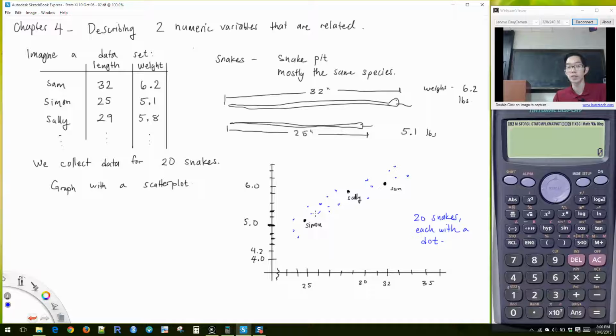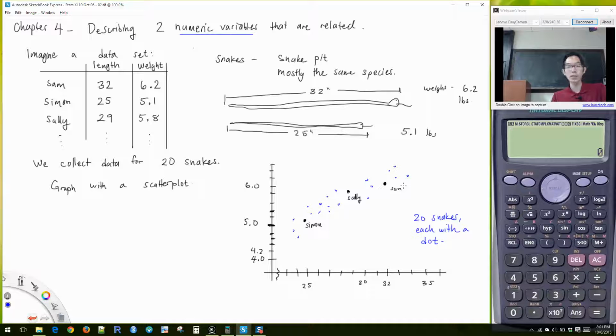Okay. Yes, good. Okay, and so chapter 4 is all about how do we then describe a scatter plot? We've got 2 variables. We've got the length and weight. We have 2 numeric variables. Okay, so that is important. If we have a categorical variable, we can't do this. So we have 2 numeric variables, and we create a scatter plot, and we graph all of our data. And then we want to be able to describe this, okay?